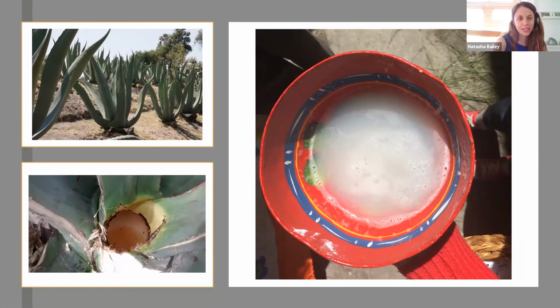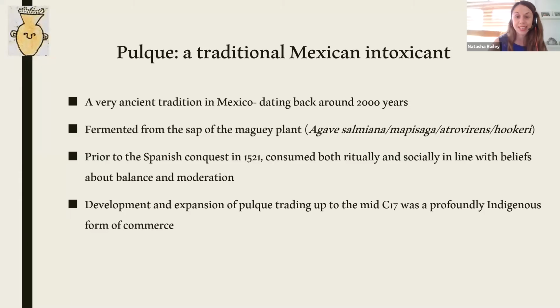On the top left, these are maguey plants. You can see they grow to a pretty big size. And below that is the cavity in the plant, which you scrape to induce the sap to flow out.